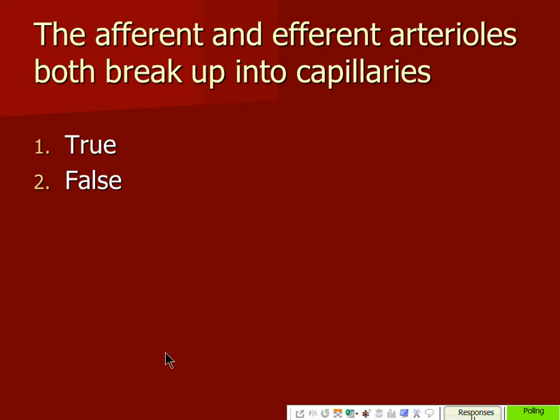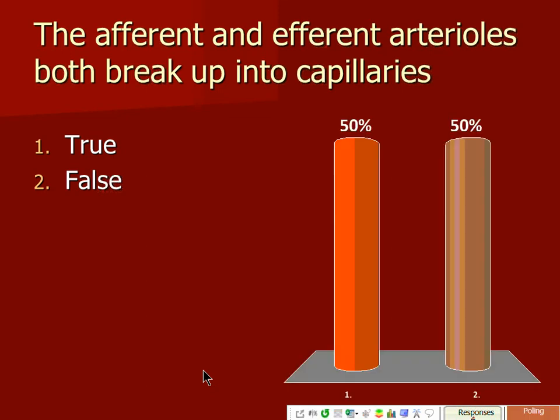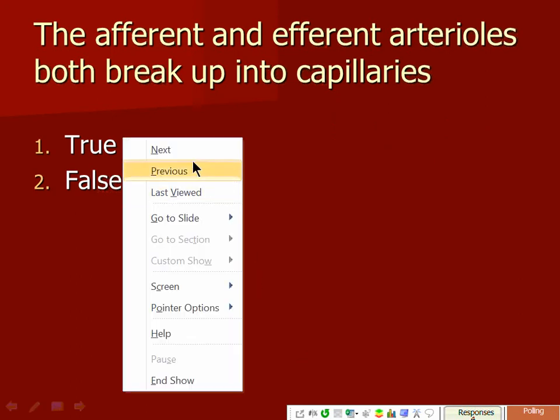Is this a true or false statement? This is a true statement, and again that's why you should pay attention to these pictures.